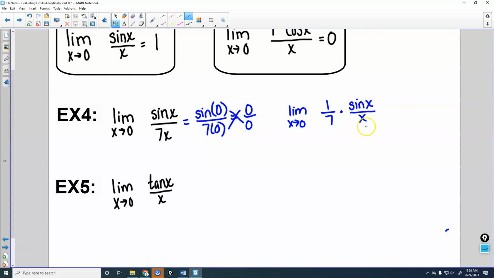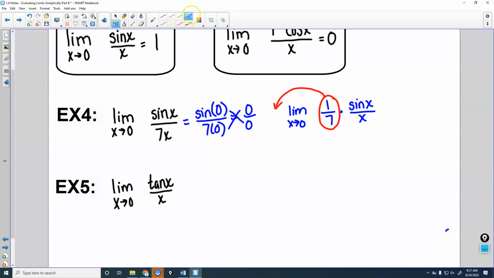Is this equivalent to the original problem? Yeah, it is, right? Because if I multiplied it back together, I'd get sine x over 7x, right? So our properties of limits told us that if we had a coefficient, because 1/7 is just a coefficient, right? It's just a number. I mean, it's a fraction number, but it's still just a number. That if I was multiplying a function by a coefficient, I could just multiply it by the answer, right? I could just pull that out front.